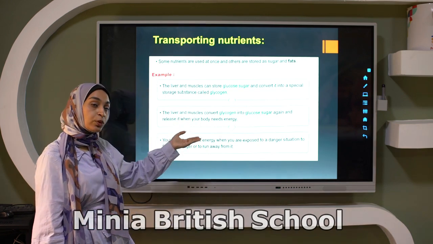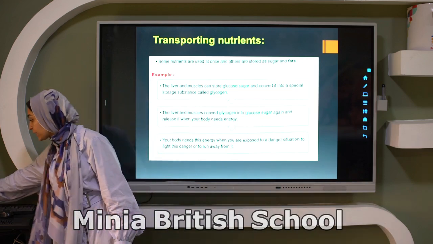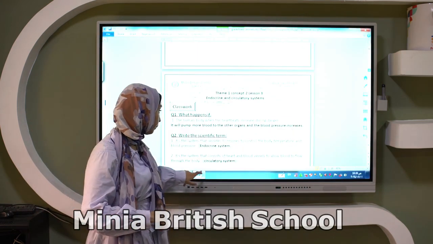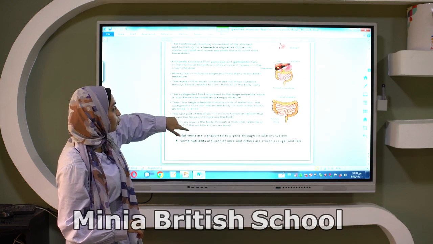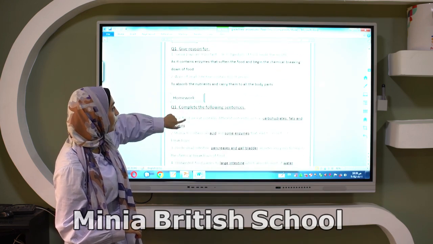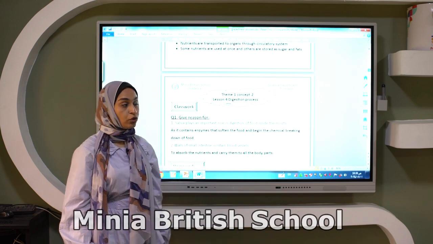Let's answer some questions in the booklet about the digestive system. Let's see. Reaching the digestive system. These are the questions for the digestion process.